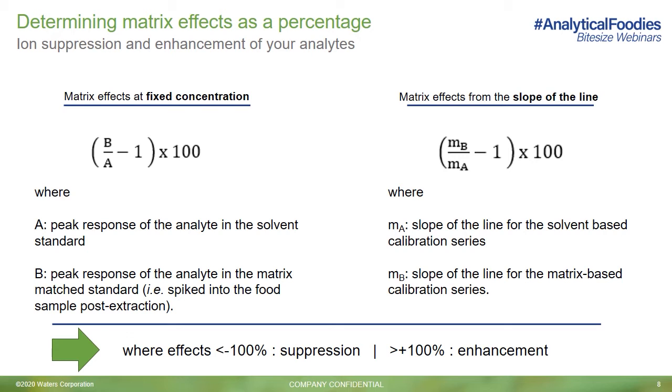However, if effects of greater than 20% are calculated, determining either enhancement or suppression, it's considered best practice to take action and correct these effects. This will ensure accuracy of results during routine analysis. So that's a lot of information. Let's see what it all means with a couple of practical examples.